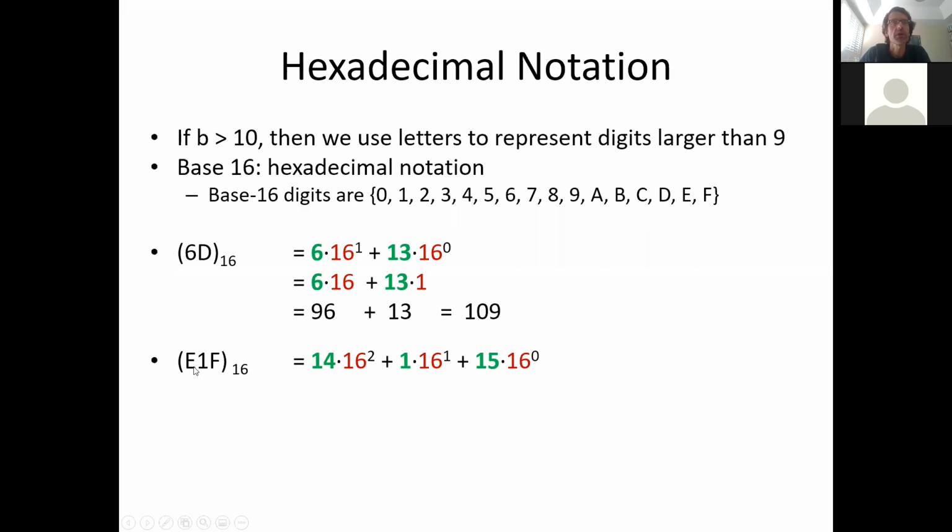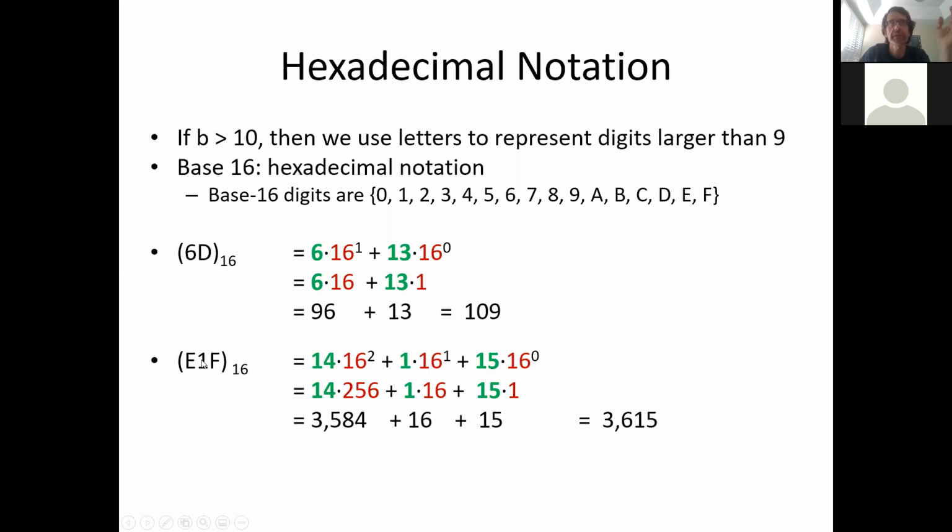Okay, let's look at a 3-digit hex number. So I have 3 consecutive powers of 16, and F stands for 15. The last digit, the last residue mod 16. So that's a 15. I put it here. E is the one before last, so that's a 14. I put it here, and I compute whatever this is.